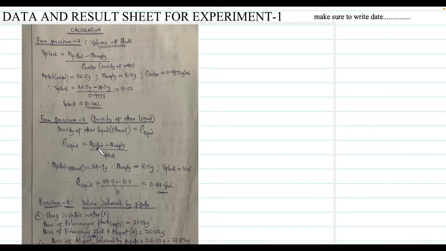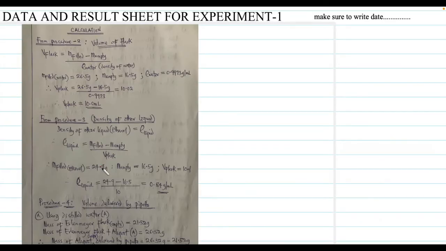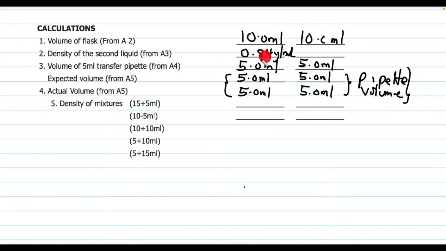So the density of the other liquid is mass filled divided by volume. This mass filled this time is not the one filled with water, it's the one filled with ethanol. If you look back here, mass of flask plus other liquid was 24.9, which is exactly what we have there. Mass of this flask when it was empty was 16.5. The volume of the flask from our calculation here is 10 ml. So we say 24.9 minus 16.5 divided by 10, so we have 0.84 grams per ml. Okay, so where are we going to record that? This is it here. I might choose to put it on both sides, but this is it.